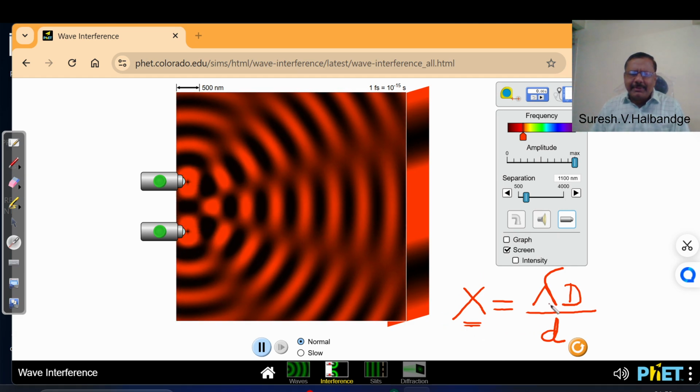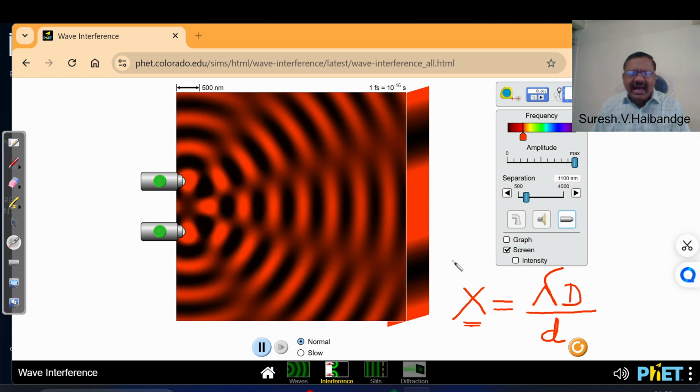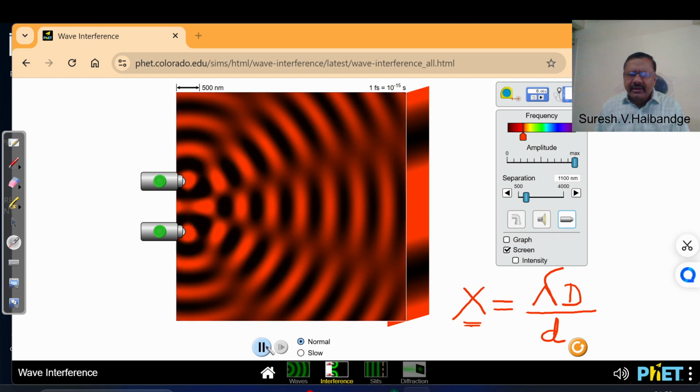What is lambda? Lambda is the wavelength of light used. Capital D is the distance between the source and the screen. These are the sources and this is the screen. Small d is the distance between these two coherent sources. Now X is inversely proportional to small d. So I'll stop the animation for the time being, and I will reduce the distance, right?